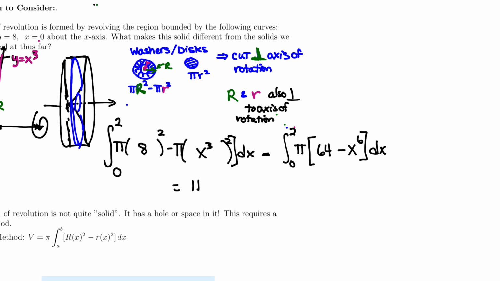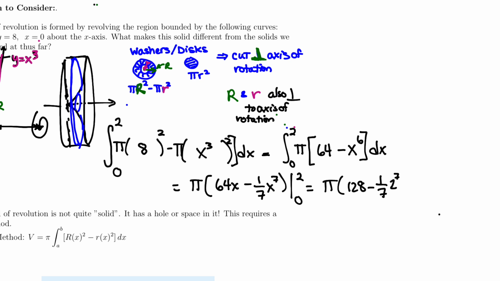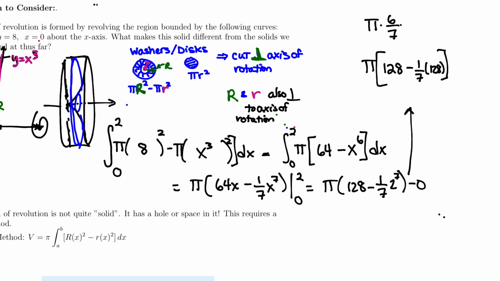Caitlin, you want to help me out? So what did you do? Pi times 128. So you went 64x, yeah, minus 1/7 x to the 7th, and then 0 to 2. So, yep, pi times 128 minus 1/7 times 2 to the 7th. Is it really 128 minus 0? Oh, nice. That's cool. Because look, I can do this really fast. I have 128 minus 1/7 times 128. And so what that means is I have a whole 128 minus 1/7 of 128. And so I put it together as 6/7 of 128. So that's pi times 6/7 times 128.